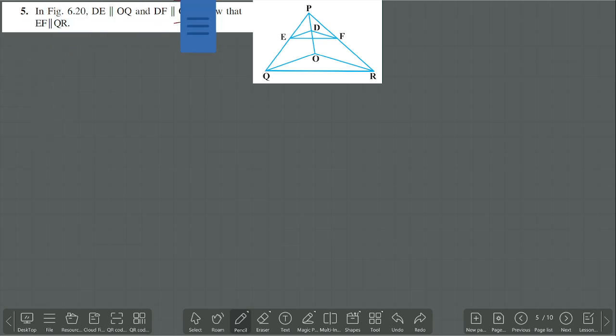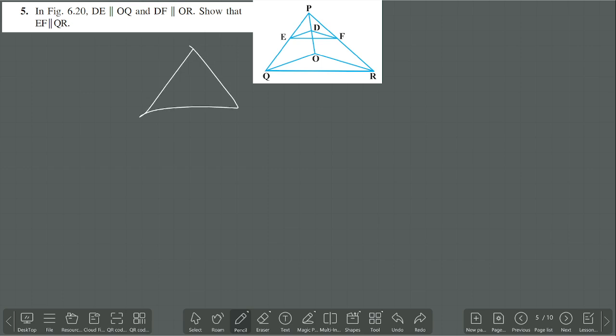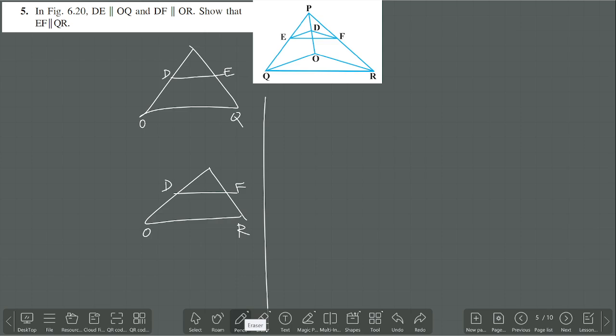Right. For all those, you have to draw the diagram first. For all the 3, you draw the diagrams one by one carefully. First, what they are given, small diagram, I am going to draw. DE parallel to what? OQ. Next diagram, DF parallel to OR. What is the third one? Third one we are going to bring as the answer, so let me write it here. EF parallel to QR. So this is parallel to the base. And here also DE parallel to OR.